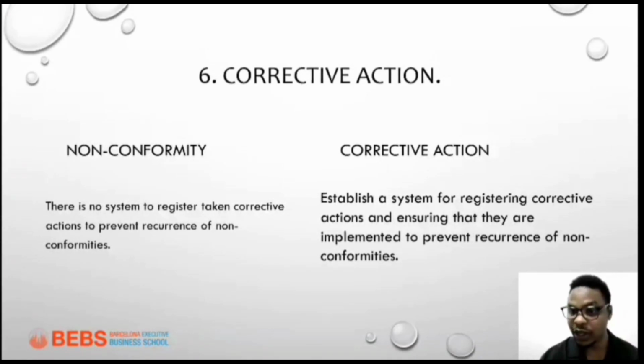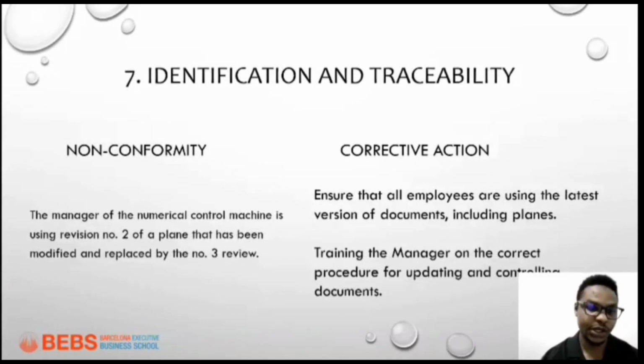And for the last point, it says that the manager of the numerical control machine is using revision number 2 of a plan that has been modified and replaced by revision number 3. So what do you do in this specific case?